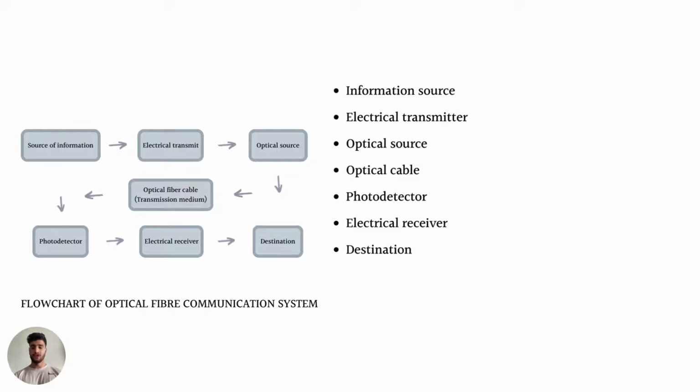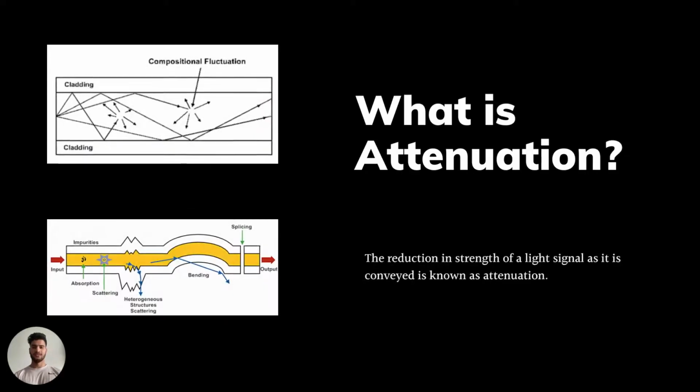Photodetector. A photodetector is a semiconductor device that converts an optical signal into an electrical signal. A photodetector is used in a fiber optic receiver to convert optical signals. Electrical receiver. It is used for electrical interfacing at the receiver of the optical link and to perform the signal processing electrically. Destination. It is the final point at which we receive the information in the form of an electrical signal.